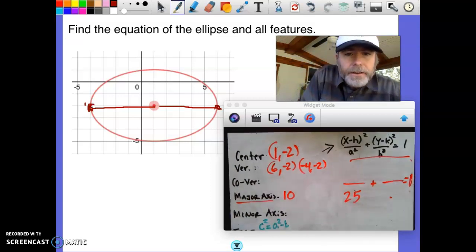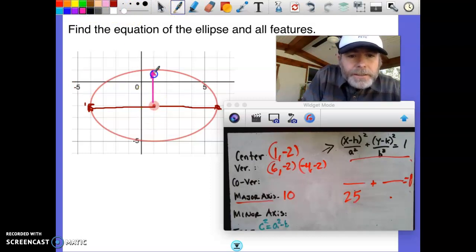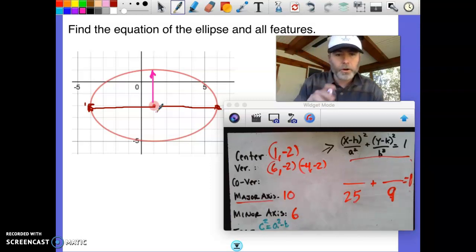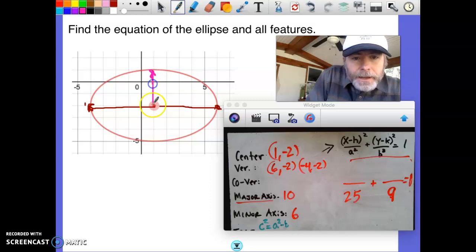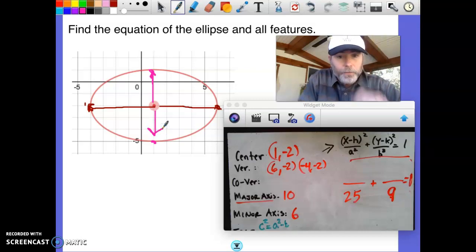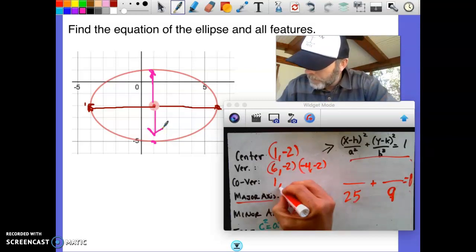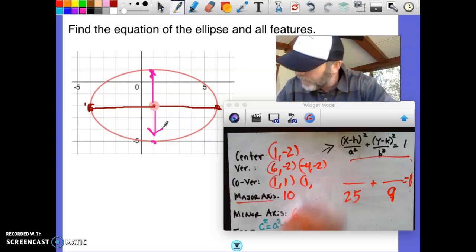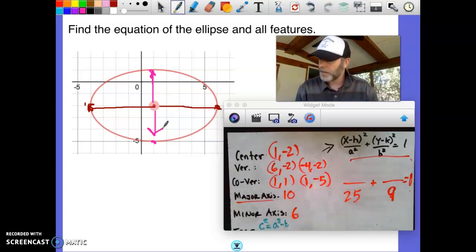Okay, so let's go the other direction. I'll grab a different color here. Let's go this direction. This direction is letter B. Count 1, 2, 3. That's the length. You can count that, then double that. That's our minor axis. Letter B is 3, and 3 squared is 9. That's going to go underneath y. That makes our co-vertices up here and down here. So what are those? Those are 1, 1. And then the bottom one here is 1, -5. I usually use that graph as a visual to help me with that.